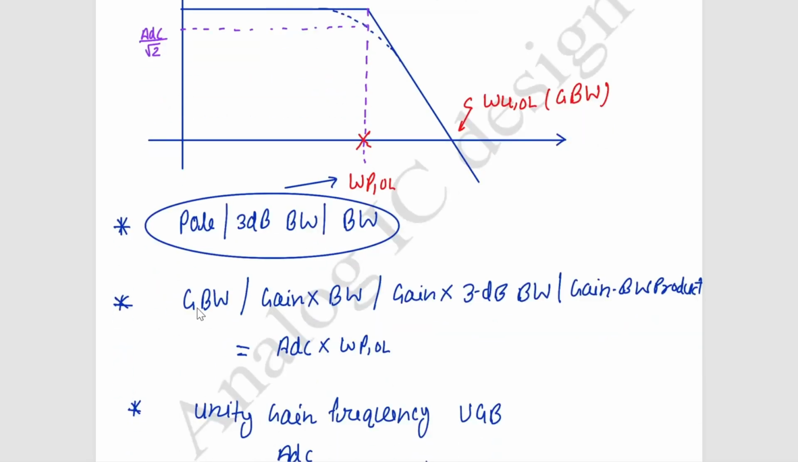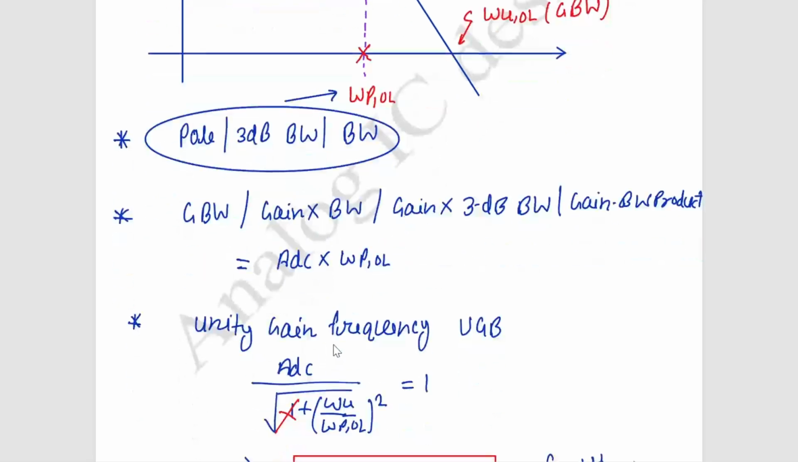Now we will calculate the gain bandwidth product. So what is the gain bandwidth product? It's your DC gain times the first dominant pole. The DC gain is ADC, and the first dominant pole is omega p OL.